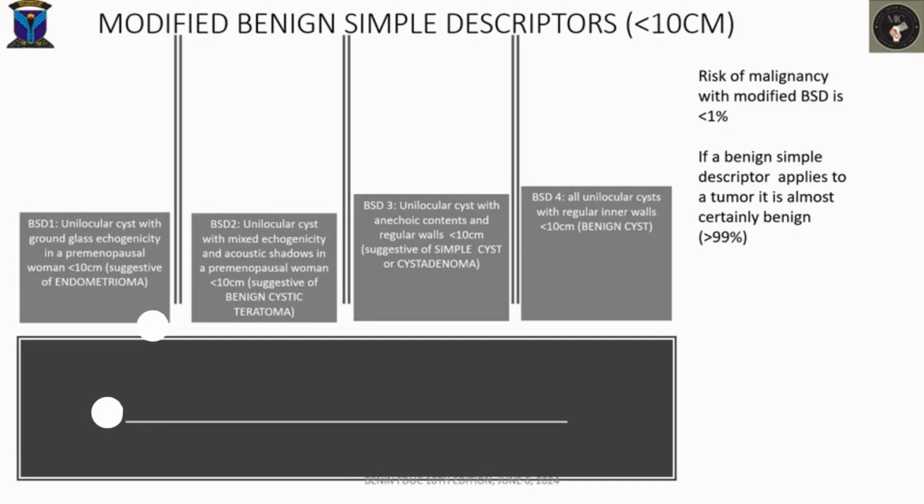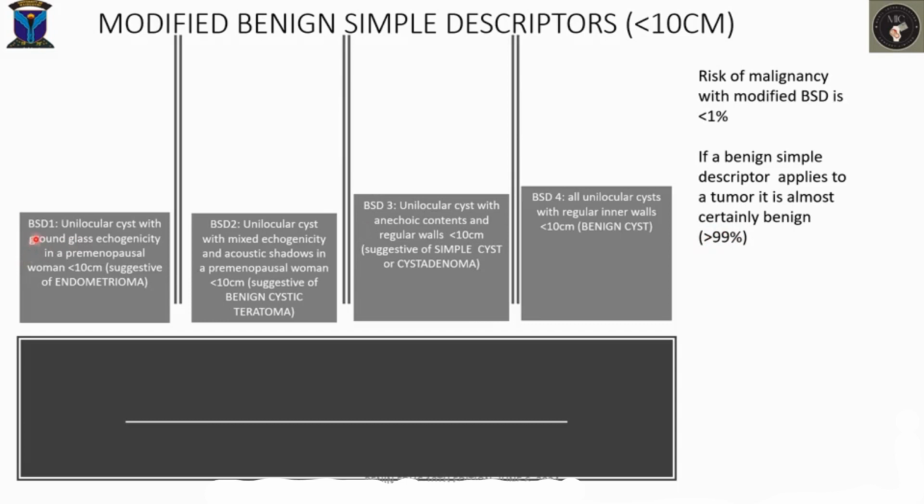Now looking at the modified benign simple descriptors. The modification has to do with the size. Before now, only benign simple descriptor 3 had size attributed to it, less than 10. With the modified benign simple descriptors, all the lesions must be less than 10 centimeters. The risk of malignancy with modified benign simple descriptors is less than 1%. And if a benign simple descriptor applies to a tumor, it is almost certain that the tumor is benign, as you can see, over 99%.